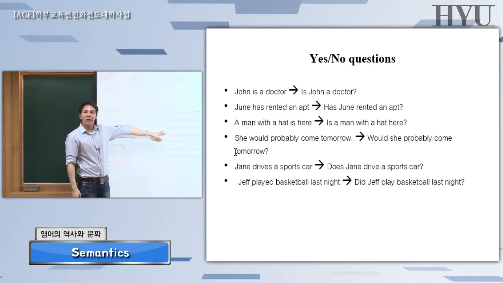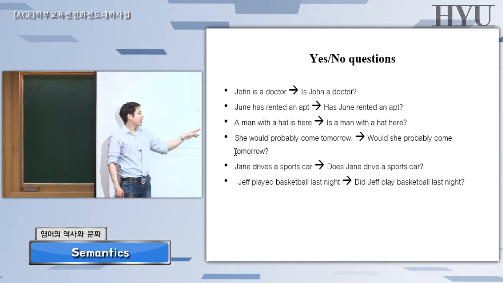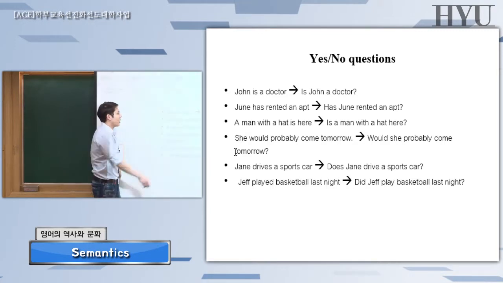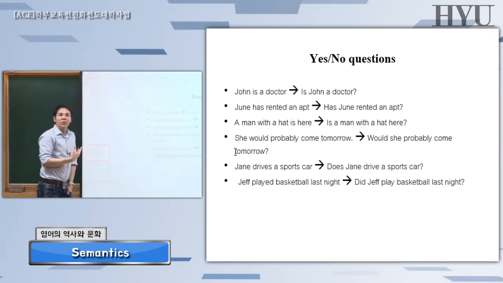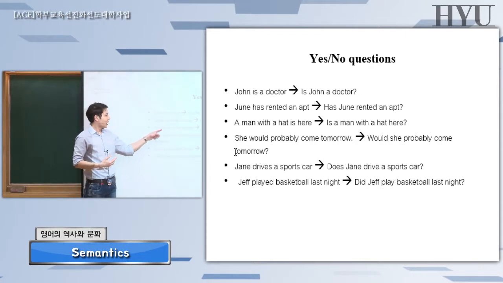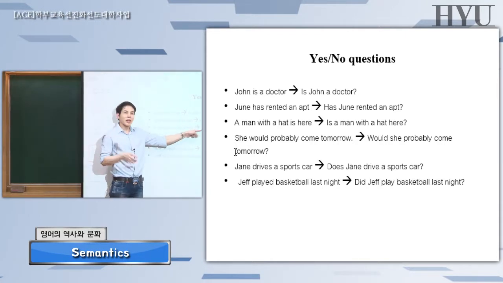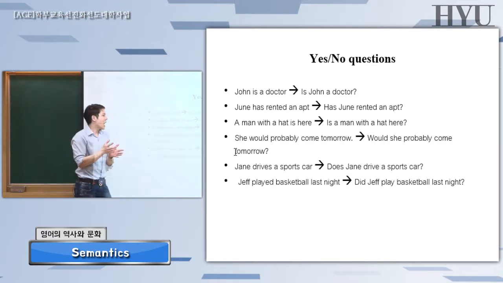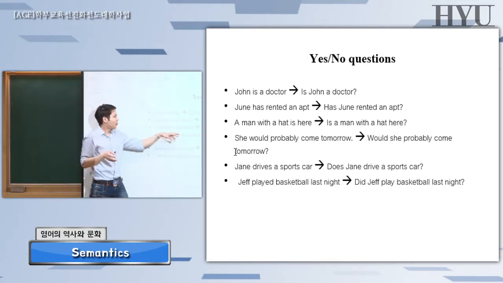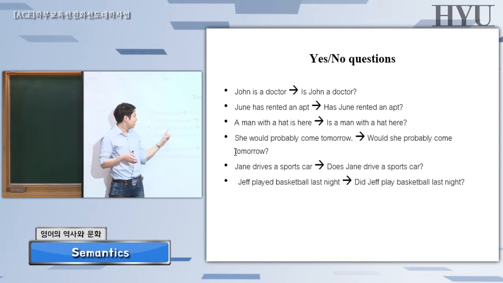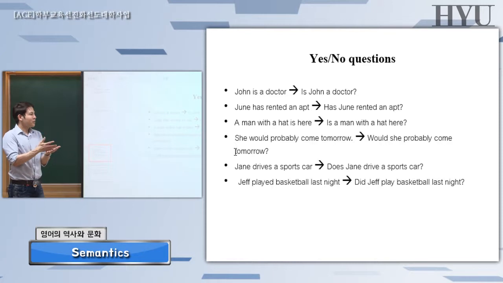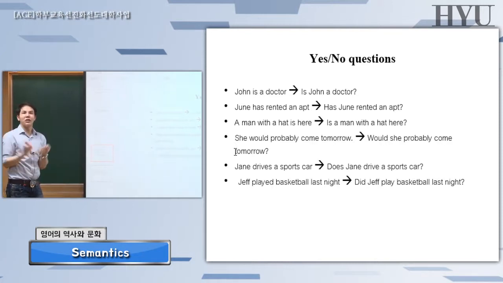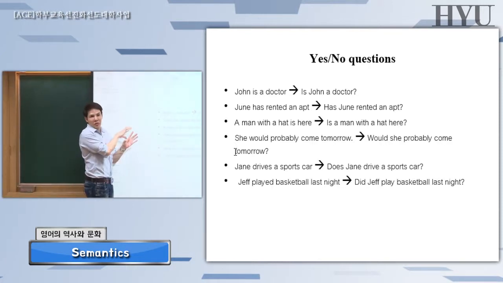But in the third one, is it true? A man with a hat is here. Is a man with a hat here? Can we move the second word? The second word in the first one is is, and in the second one it is has. But in the third one, what's the second word? The second word is man, right? So perhaps our hypothesis is wrong. It's not that we move the second word, but in this case we move is. Is, one, two, three, four, five, the sixth word even, right? So it means that native speakers of English must have internalized this rule, the rule of what moves, right?